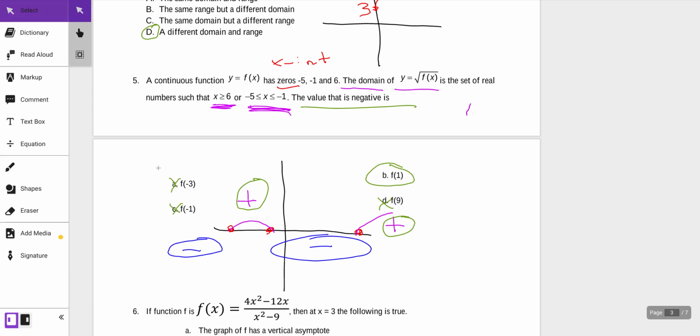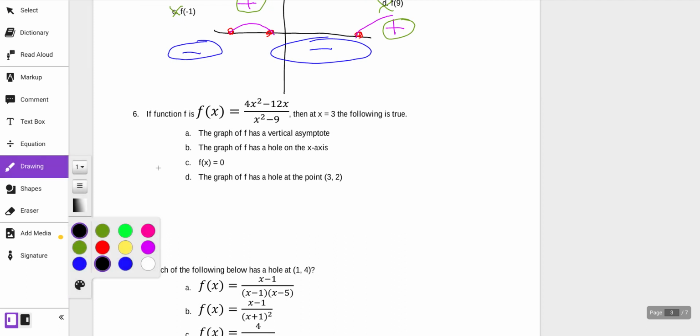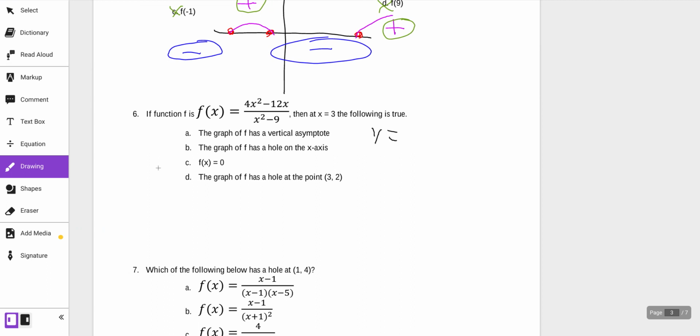All right, number 6. If function f is f(x), they give it to you, then at x equals 3, the following is true. Vertical asymptote, there's a hole, f(x) equals 0, the graph of f has a hole at the point 3, 2. Okay. To know if something has a hole or not, you have to simplify this thing. So to simplify this, you're going to factor it. To factor the top of it, you could take out a GCF of 4x. That leaves you with x minus 3.